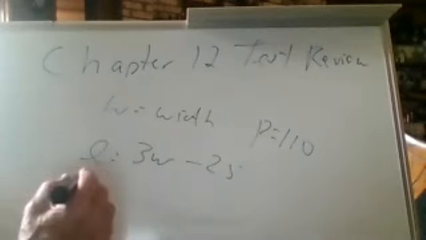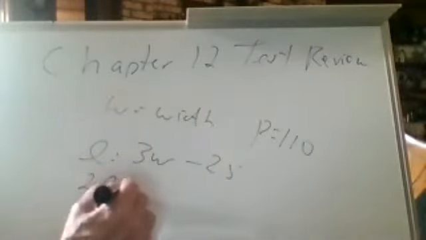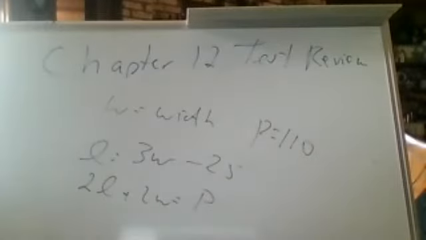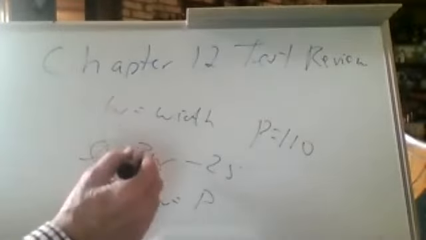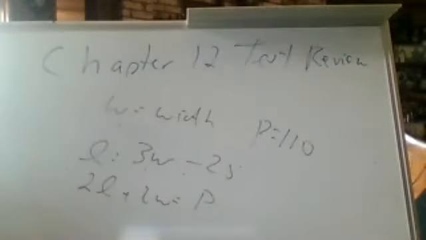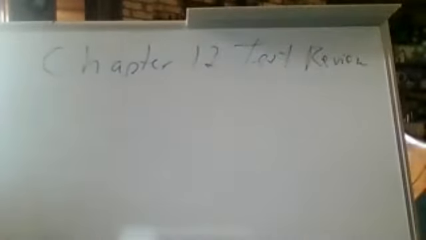Well, remember, 2L plus 2W equals perimeter, right? So just plug in W for width, 3W minus 25 for length, and 110 for P, and solve for the length and the width. Make sure it says length and width, make sure your answer is in feet, or you lose a little bit of points there, okay? Always add your units, all right?